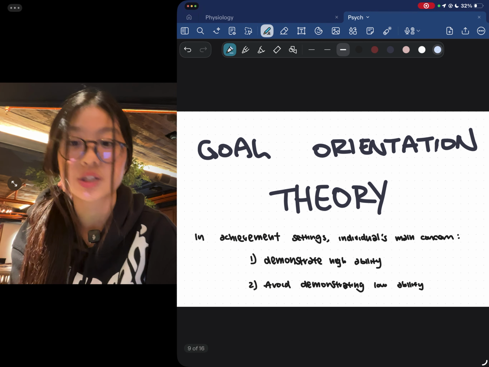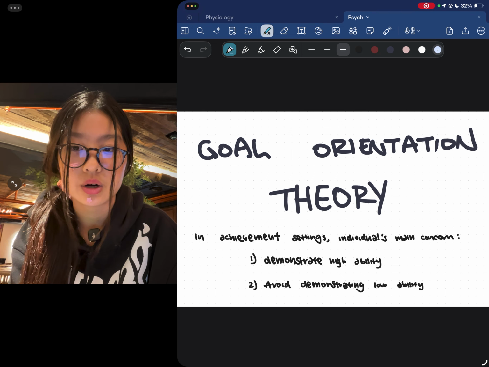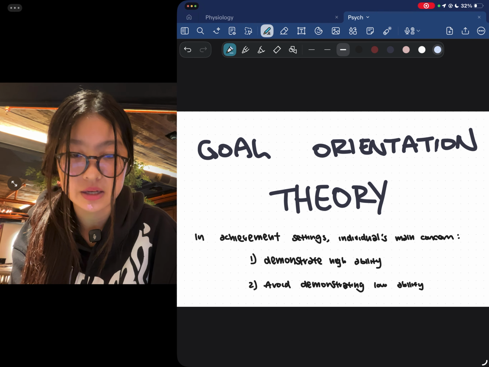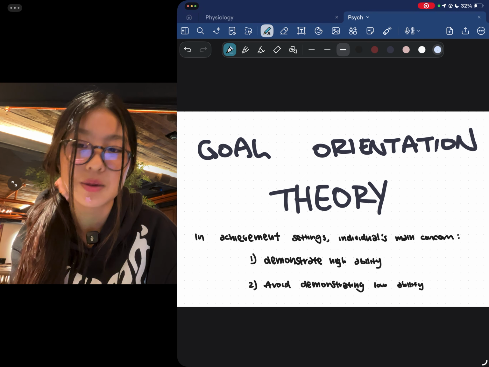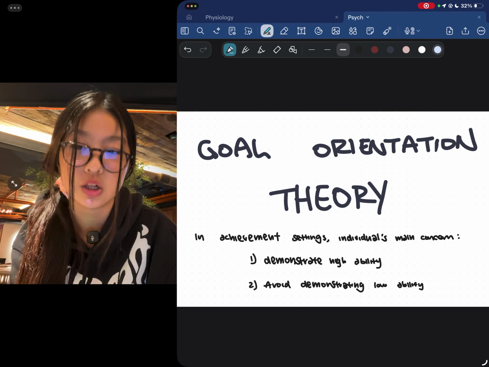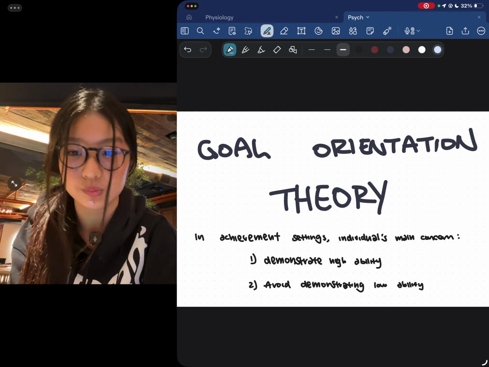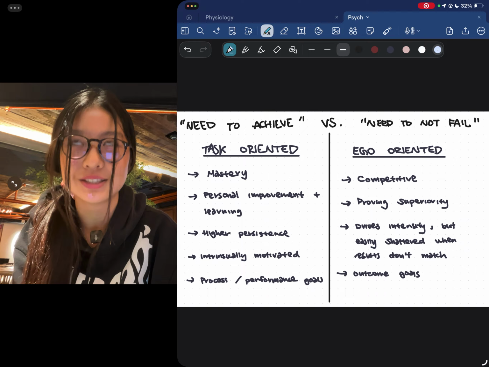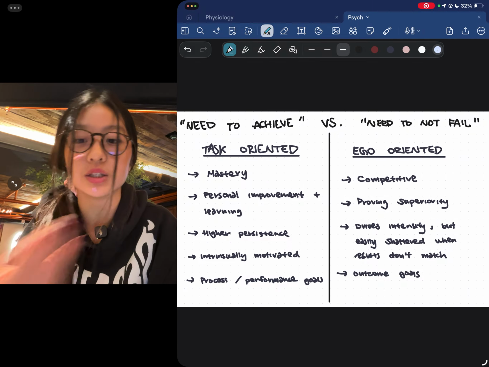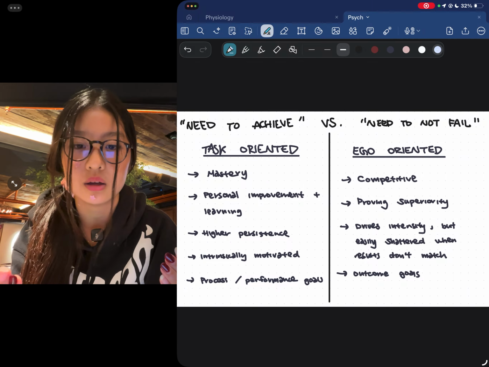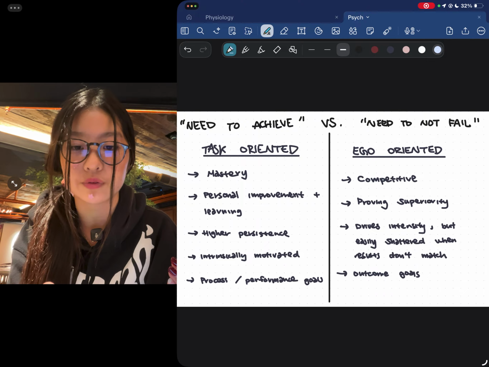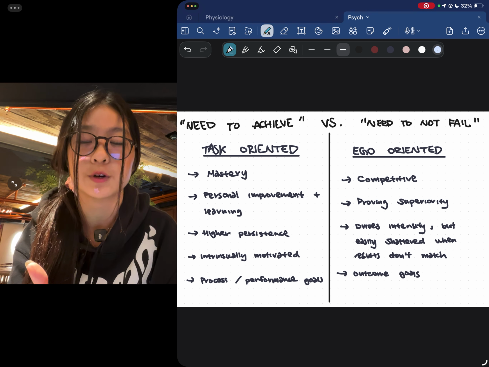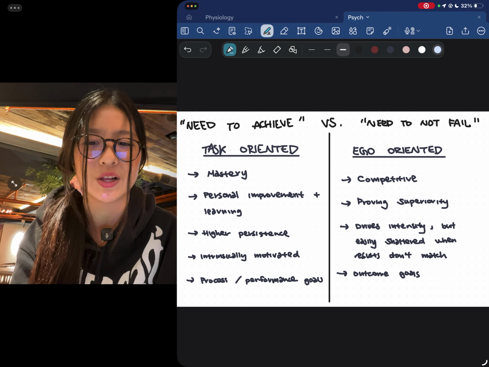So this feeds into goal orientation theory, where goal orientation theory just posits that in achievement settings, individuals' main concerns are either to demonstrate high abilities or to avoid demonstrating low abilities. So we tend to strive to be better. And this puts us into two types of mindsets. We have the need to achieve versus the need to not fail. And need to achieve is really focused on doing well and focusing on feelings of pride, whereas need to not fail focuses on feelings of shame after failing.